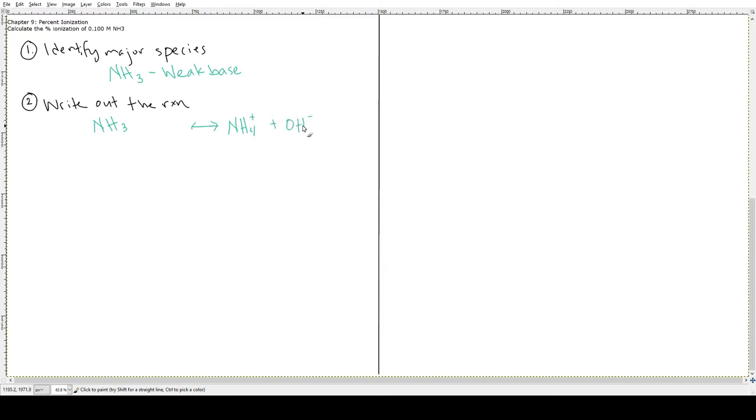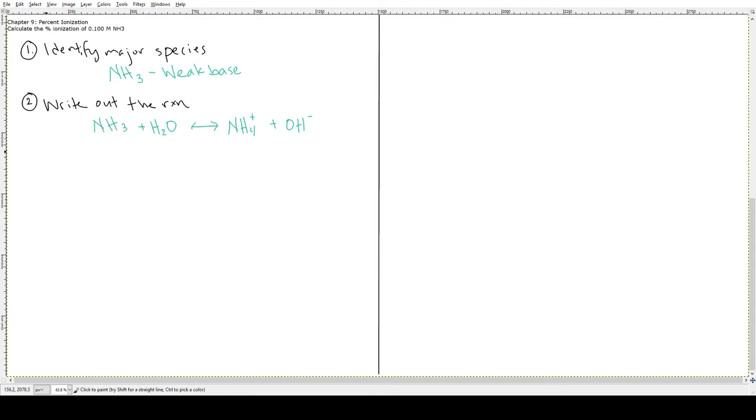Now, here's the thing. Where did the hydrogen and oxygen come from? Well, this reaction doesn't make sense unless we add in water. So when you do a reaction like this and all of your products that you need aren't coming from your reactant, you need to make sure water is thrown into the mix.